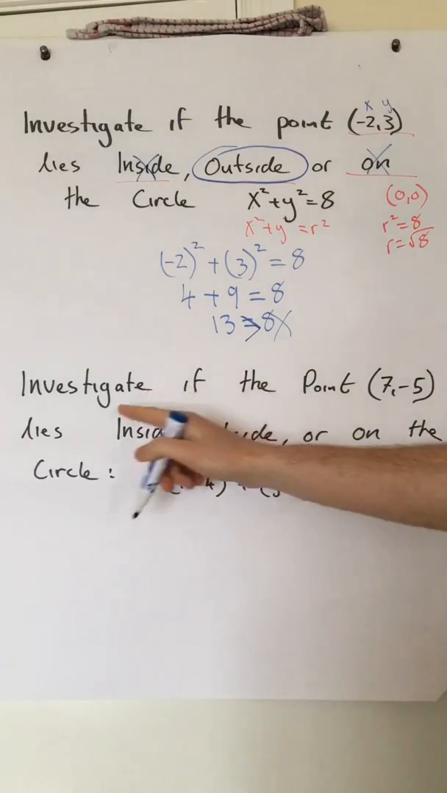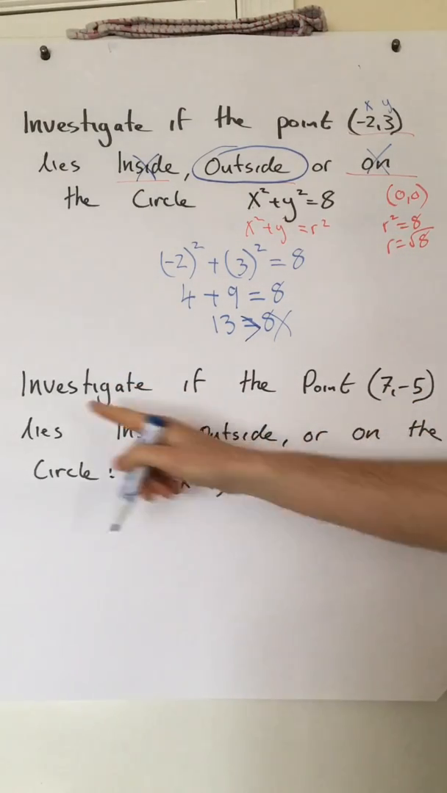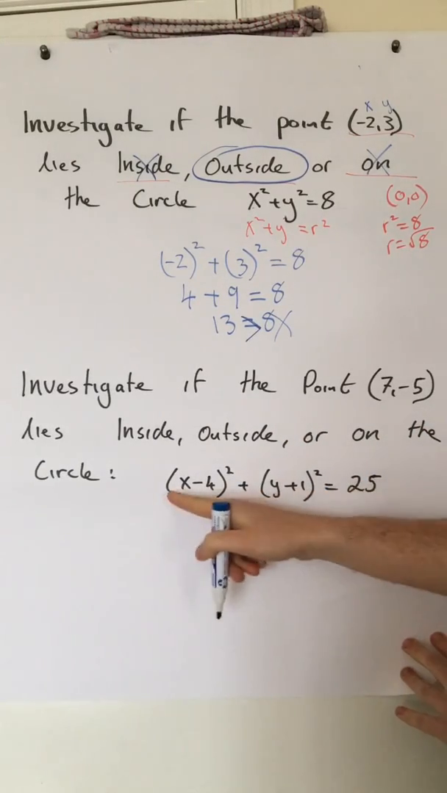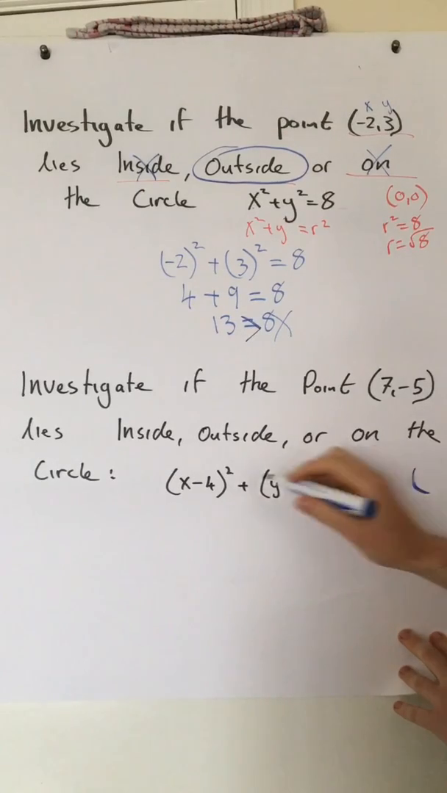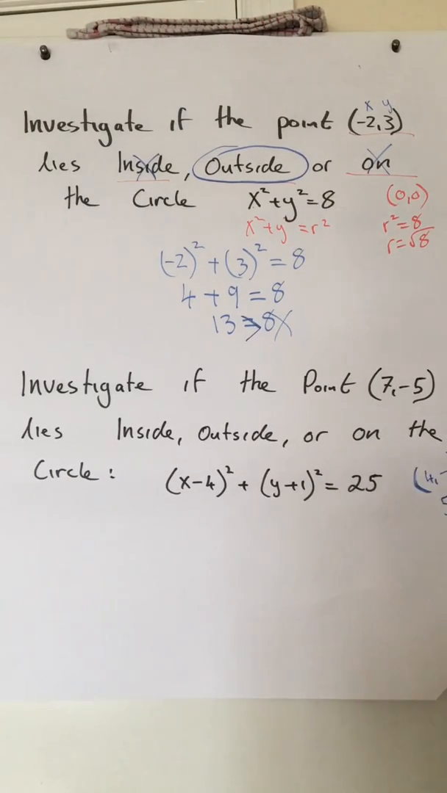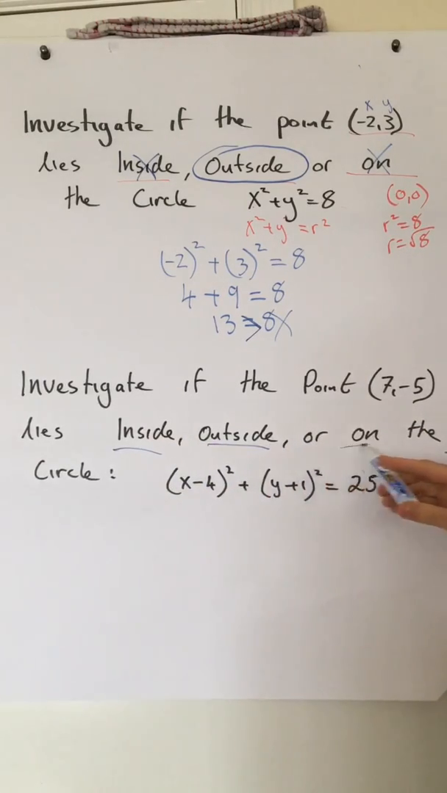Okay, so let's move on to this one now. Investigate if the point (7, -5) lies inside, outside, or on this circle. Again, it should be obvious from the equation that the center of this circle is (4, -1), and the radius of this circle is 5. So let's investigate whether this point is inside, outside, or on the circle. You do the exact same as we did up here.